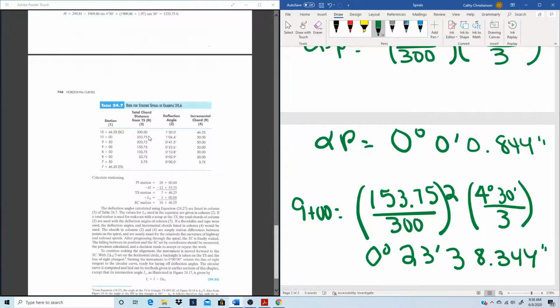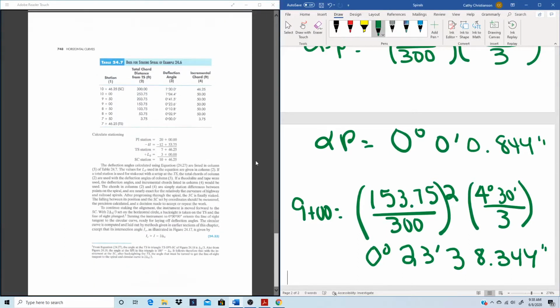If you're staking it with the total station, you would do the total chords. But if we wanted to tape it and get the distance in between, you're just going to measure the distance between each station. So 7+46.25 to 7+50 would be 3.75. Then all of these that are 50 feet apart would be 50, and then the last one would be 46.23. So that would be how to calculate a spiral. So I'm closing out.